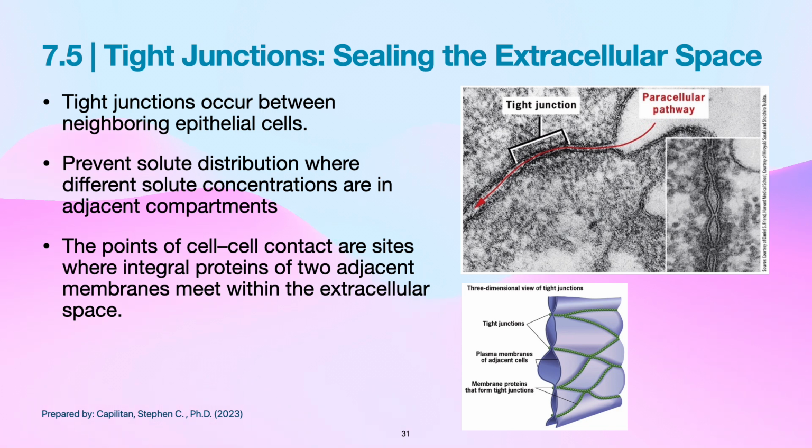Below is a model of a tight junction showing the intermittent points of contact between integral proteins of two opposing membranes. Each of these contact sites extends as a paired row of proteins within the membranes, and they form a barrier that blocks the solutes from penetrating the space between the cells. So, the points of the cell-to-cell contacts are sites where integral proteins of two adjacent membranes meet within the extracellular space.